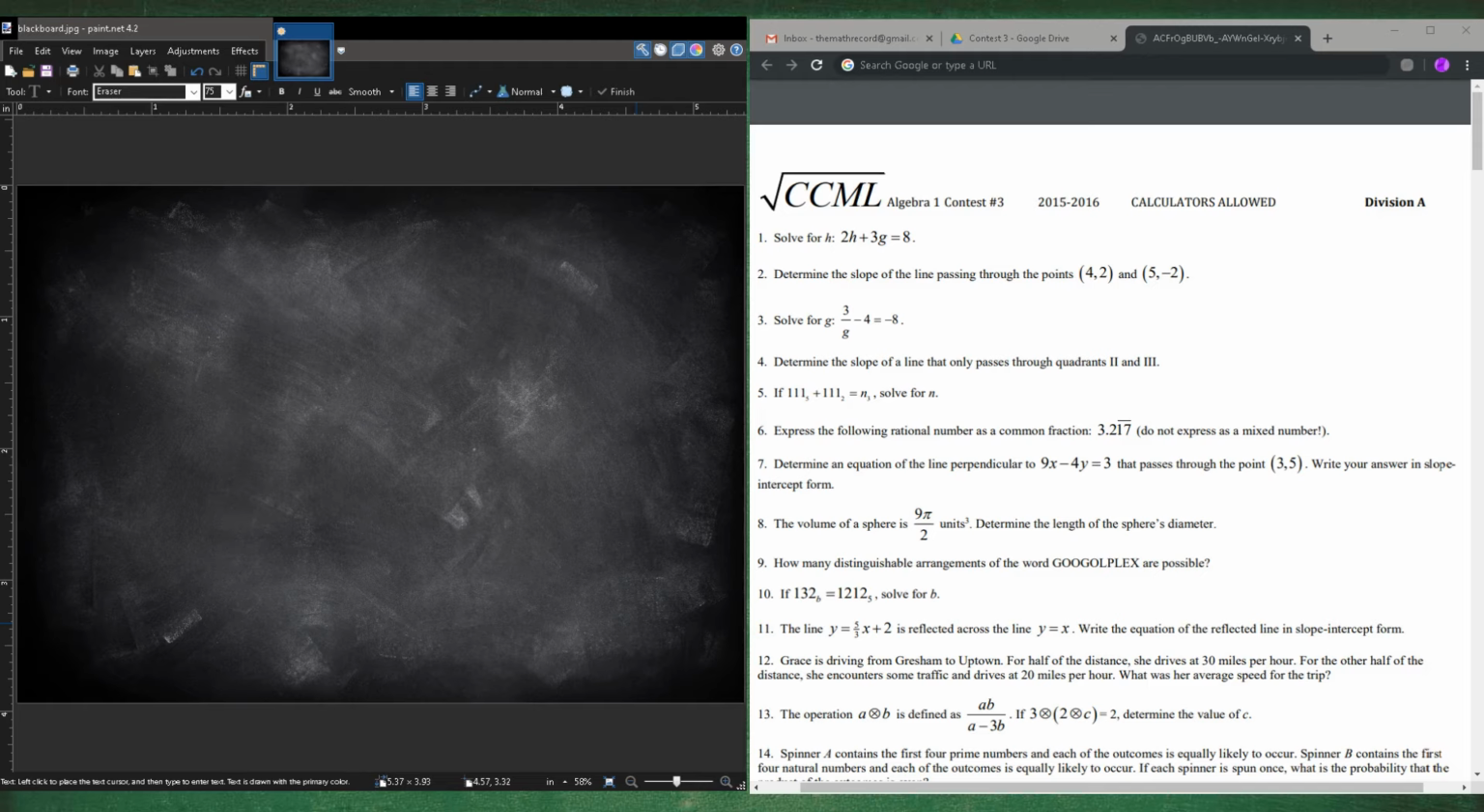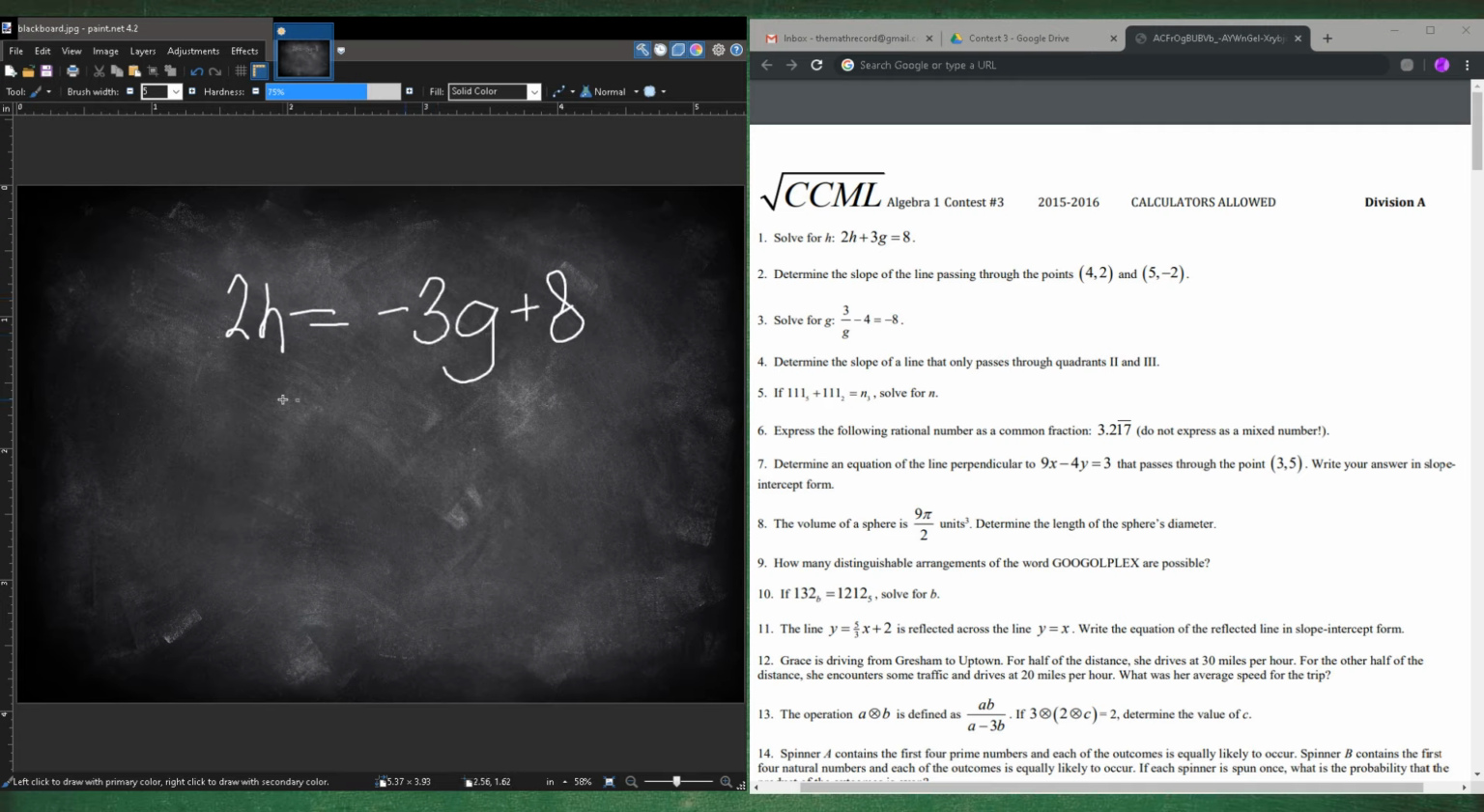Okay, question 1. Solve for h. 2h plus 3g is equal to 8. So we just have to write this in variable form. Get 3g to the other side, so 2h is equal to negative 3g plus 8. And then divide by 2, so that h is equal to negative 3 over 2 g plus 4. So that's your answer.